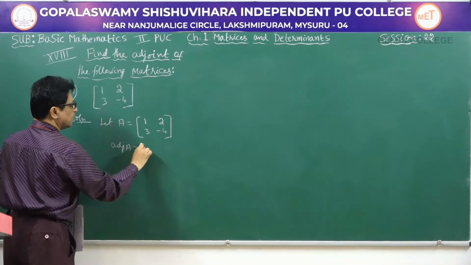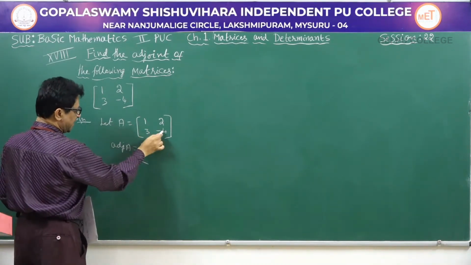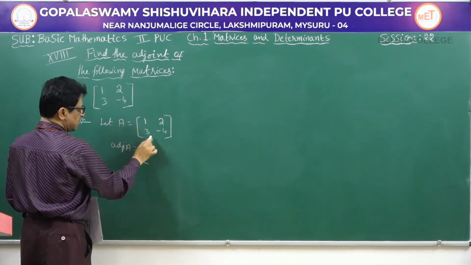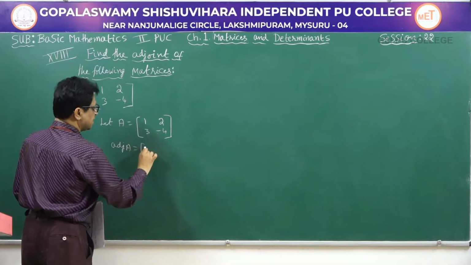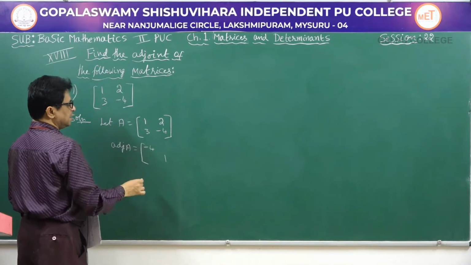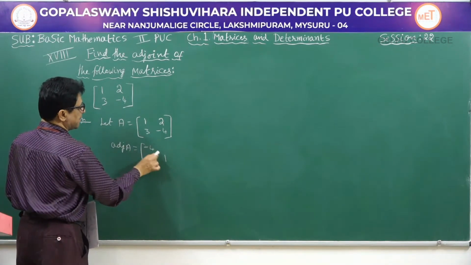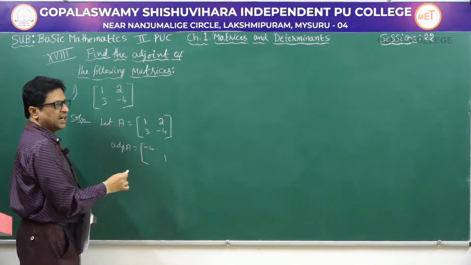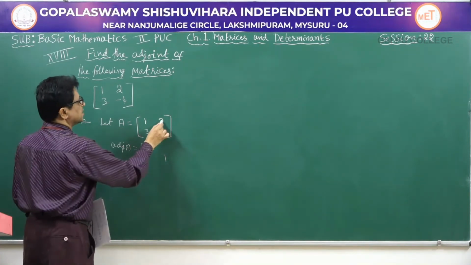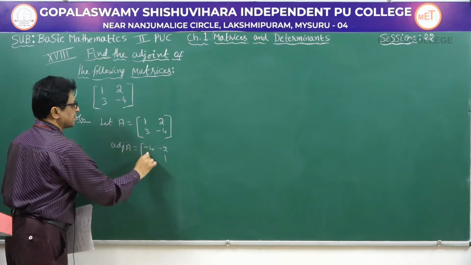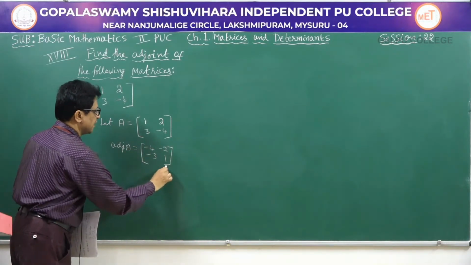Adjoint A is equal to, interchange the elements in the principal diagonal. So, instead of 1 I will write minus 4, instead of minus 4 I write 1. We have interchanged the elements in the principal diagonal. Next we have to change the sign in the other diagonal. That is 2 is here, we put minus 2 and 3 is there, that is minus 3.